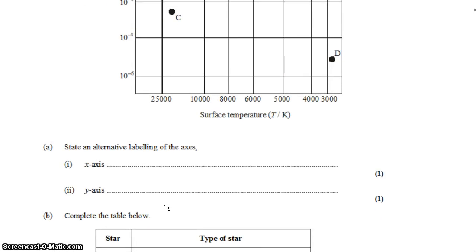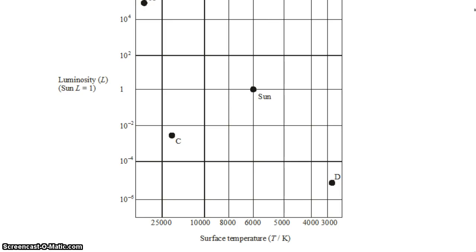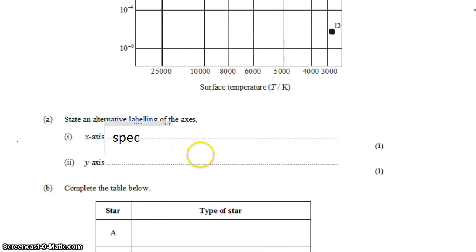We're asked to state alternative labelings for the axes. So presumably they mean not changing the numbers, but changing the meaning of the axis. What else changes in the same way as the temperature and the luminosity of these stars? Well, for the x-axis, we know from Wien's law and Stefan-Boltzmann's information that the temperature of an object affects the color of the blackbody radiation. And the hotter the object, the higher the frequency of the typical emission. So we could replace this axis with the discussion of color or spectral class, which is a fancy way of saying color.